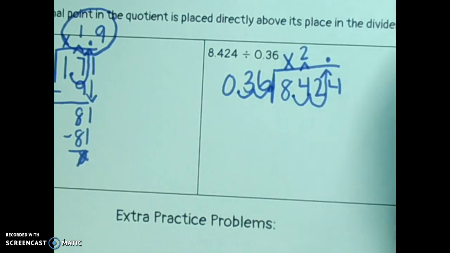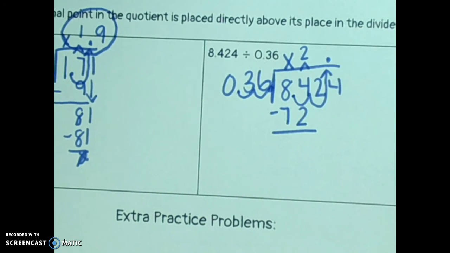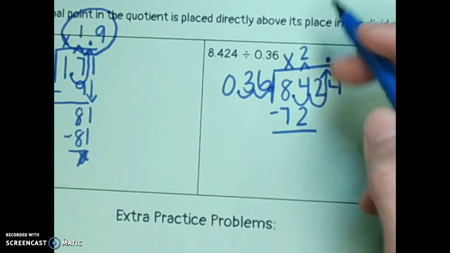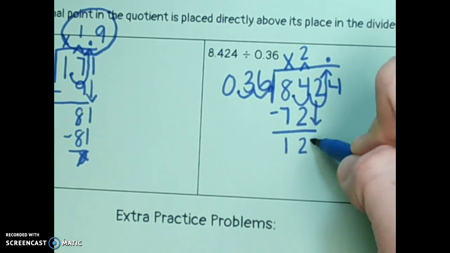Can 36 go into 8? Yeah. Hold on, sorry. Can it go into 84? How many times? Twice. Does anyone know what 36 times 2 is? John? 72. Good job, John. I'll wait till you're quiet. 4 minus 2 is 2. 8 minus 7 is 1. And then we're going to bring down a 2.